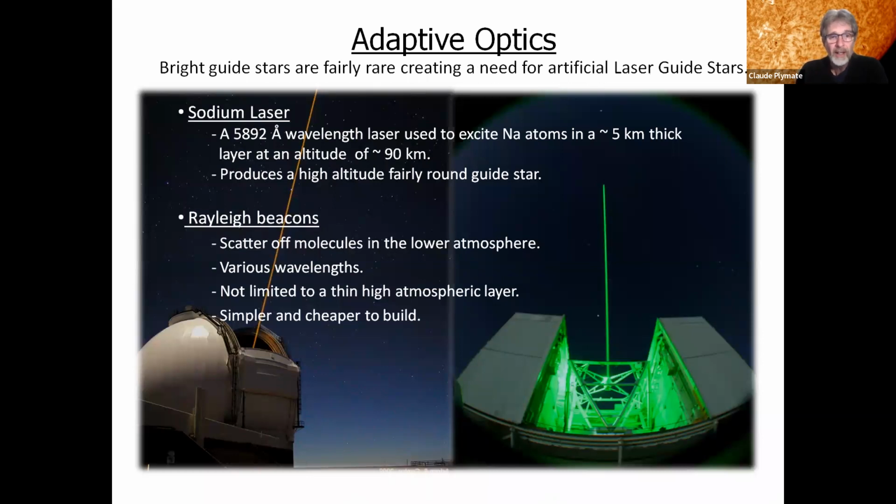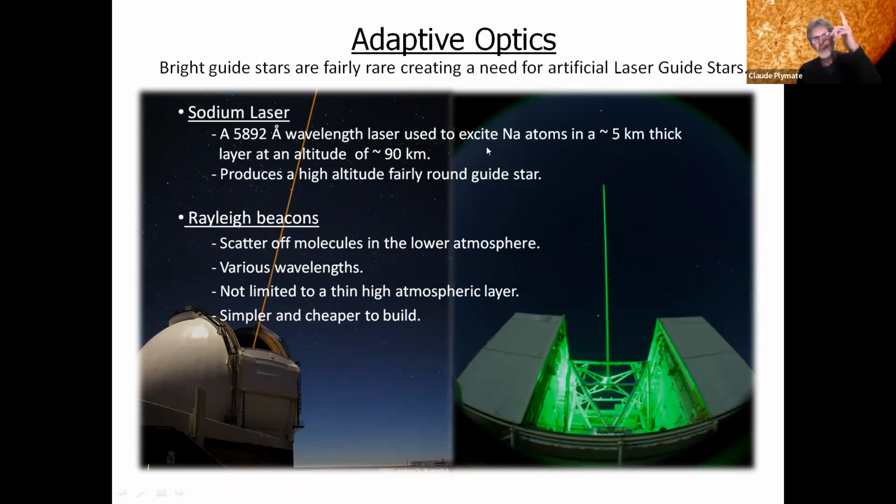Unfortunately, we need to sample these things very quickly, so we need a bright reference star where we're looking on the sky. And unfortunately, bright guide stars are fairly rare and usually not conveniently placed right where we want them. So that led to the development of what's known as laser guide star. And there are two types of laser guide stars. One called sodium laser, which uses a sodium laser at a wavelength of 5892 angstroms.